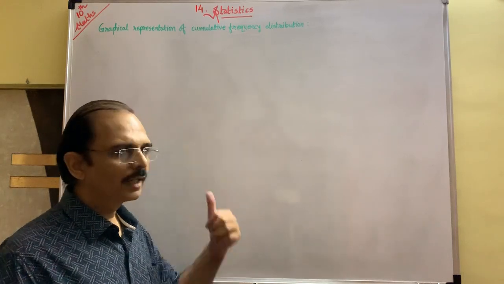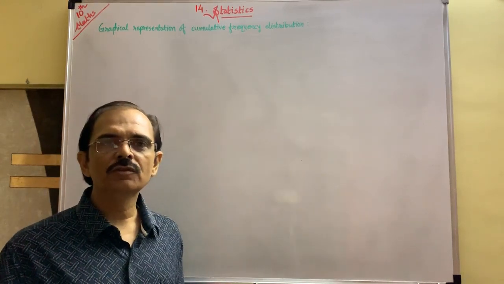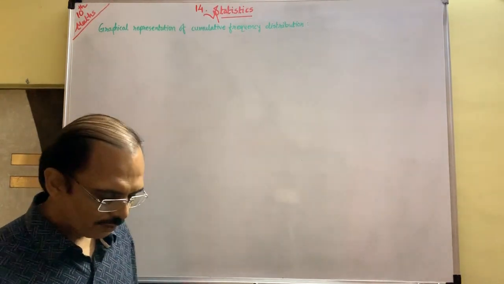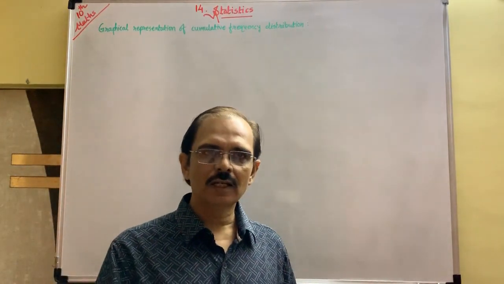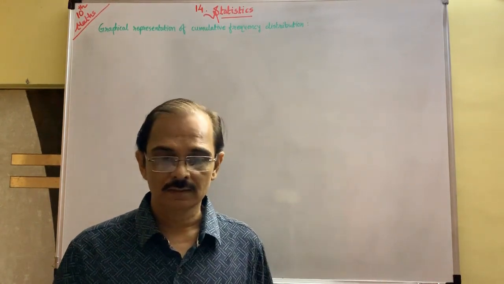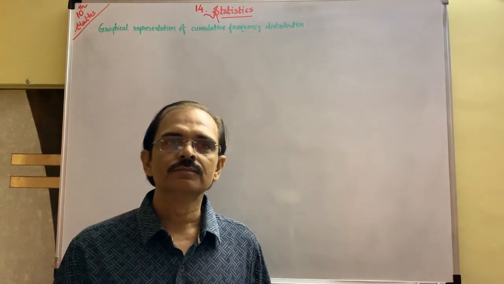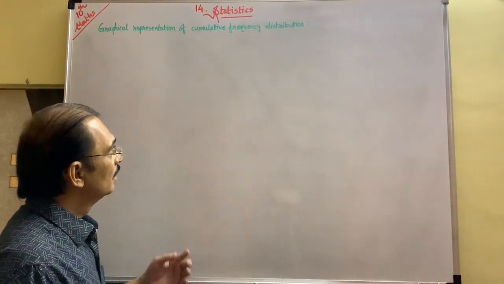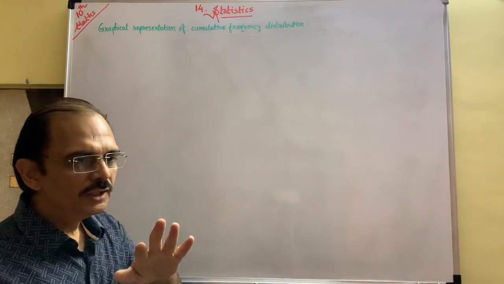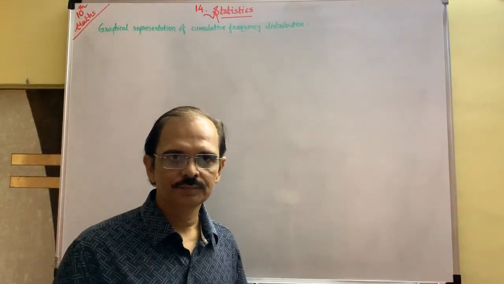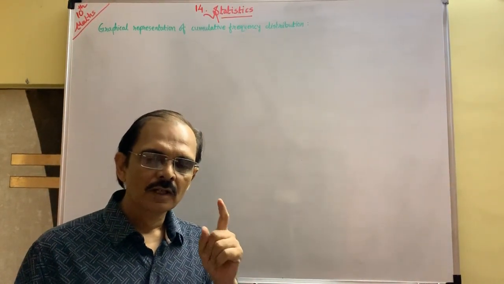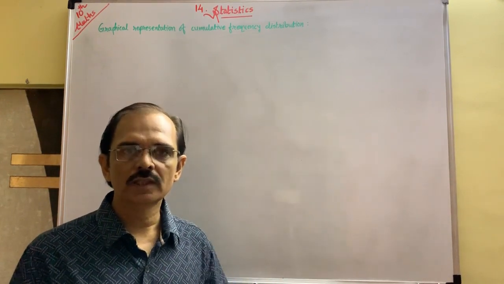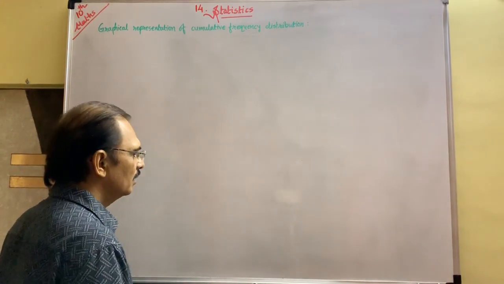Let us start graphical representation of cumulative frequency distribution. For exam point of view, this graph is not important, but in a one-liner objective question, it may be asked. See here, cumulative frequency distributions are of two types. Please be alive. Cumulative frequency distributions are of two types, less than and more than type. First we start with less than.